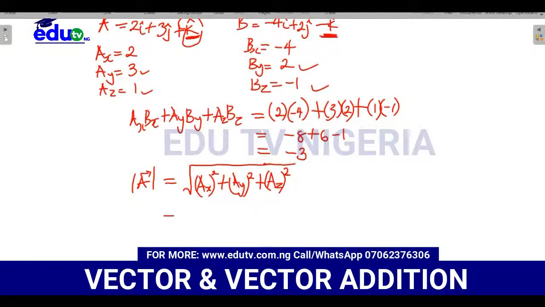Now we have square root of, and Ax is 2, so that will be 2 square plus Ay, that is 3. Ay square, that is 3 square. Plus Az is 1, that is 1 square. What would that give us? Now 2 square is 4 plus 9. 4 plus 9 will give us 13. Plus 1. That is 14, that is square root of 14. So the magnitude of vector A is given to us as square root of 14.